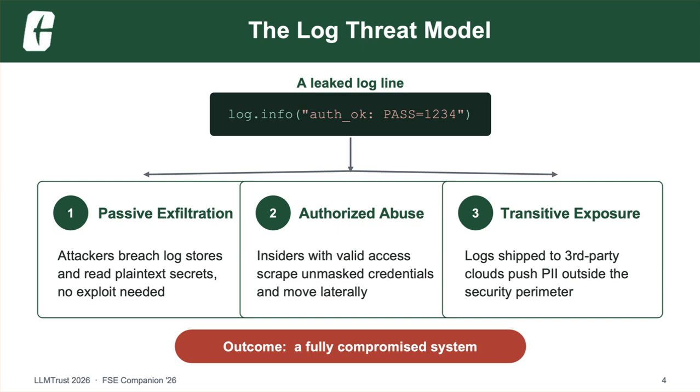Now, when a sensitive line, such as the one above where it says pass equals 1, 2, 3, 4, is leaked, it creates three distinct architectural hazards. The passive exfiltration, which means attackers breaching a log store get secret information without needing an active exploit. The second one is authorized abuse. The privileged insiders can scrape unmasked credentials to move laterally. And finally, the transitive exposure, which is shipping logs to third-party cloud services, pushes PII completely outside the defined security parameters.